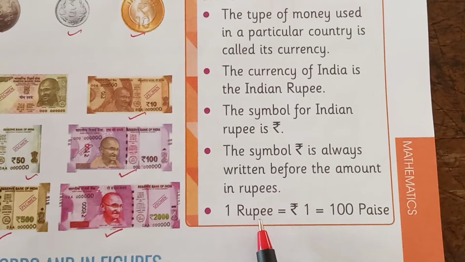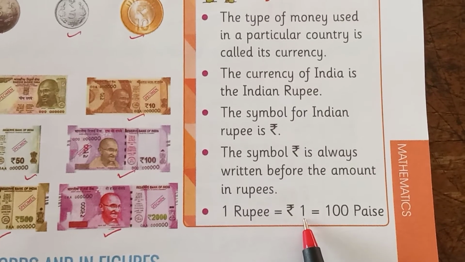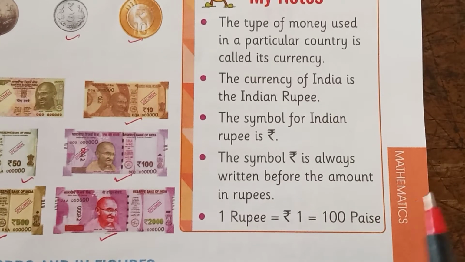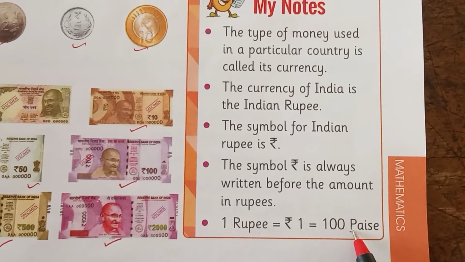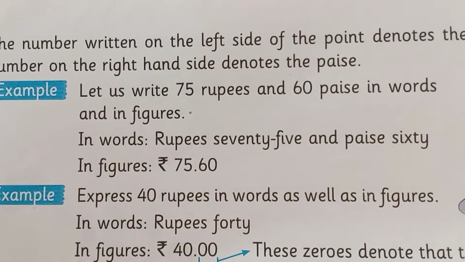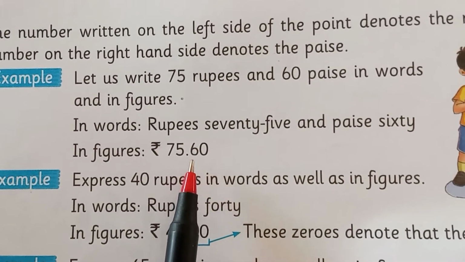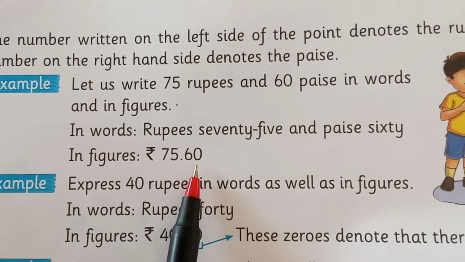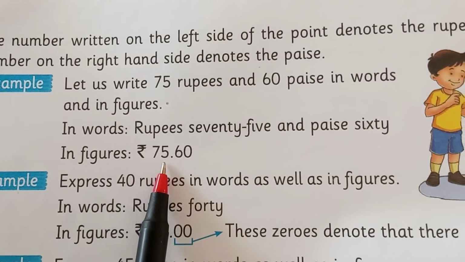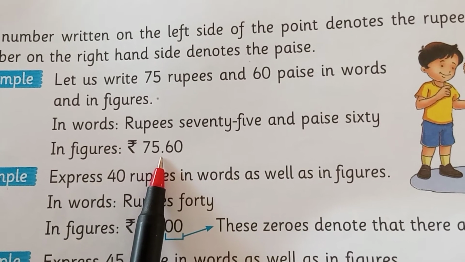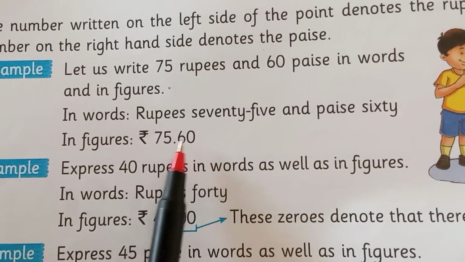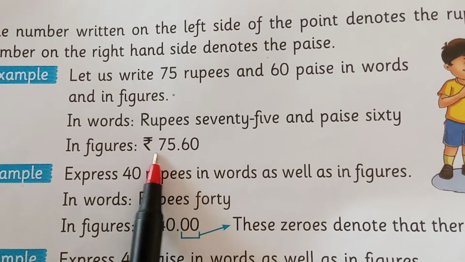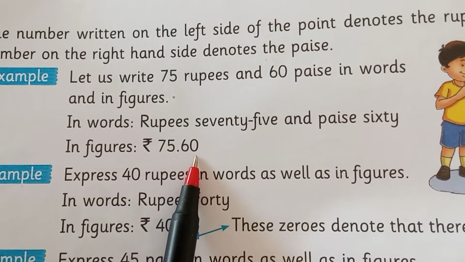And children, 1 rupee is written in this way, rupee 1, and 1 rupee equals 100 paise. In short, paise is written as only P. We use a point for separating rupees and paise. The number on the left hand side of the point shows rupees and the number on the right side shows paise. Here 75 is your rupees and 60 is your paise.